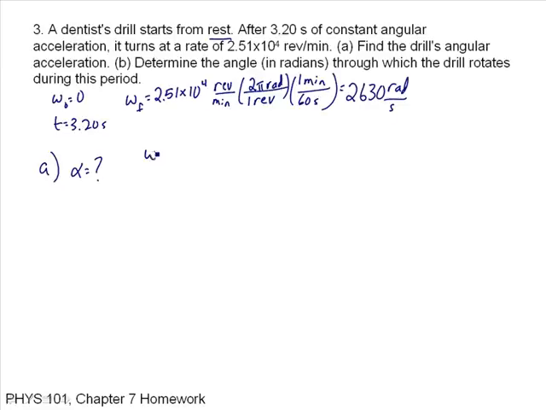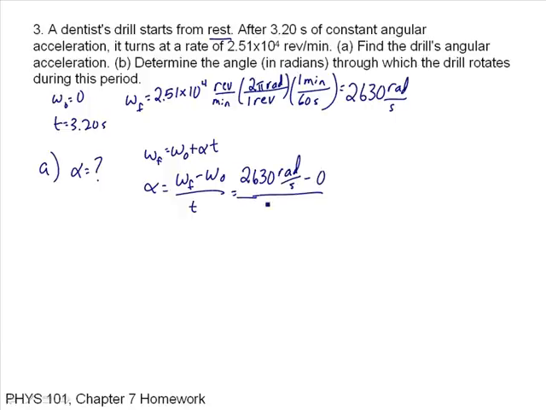Now for part A, I want to know what is alpha equal to. I know that omega final equals omega naught plus alpha t. So alpha is given by this, which is 2630 minus 0 divided by t, which is 3.2 seconds. And that gives me 822 radians per second squared.